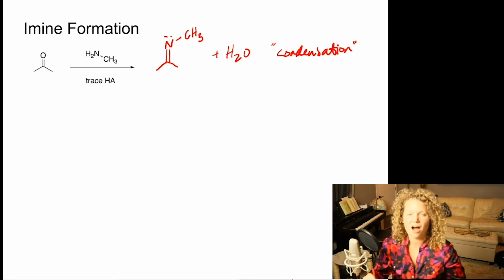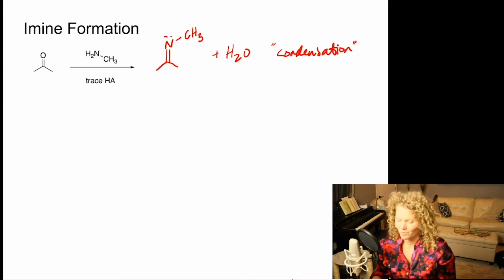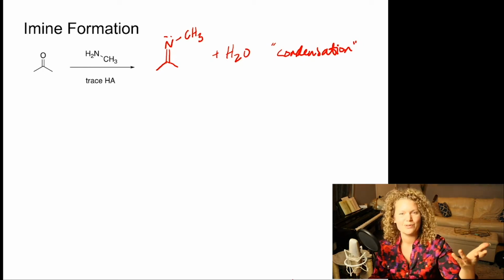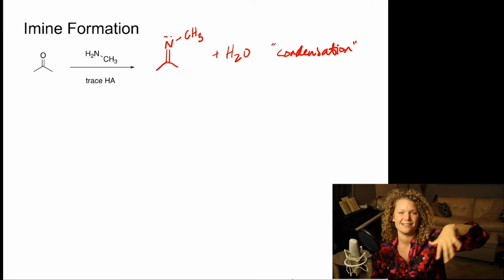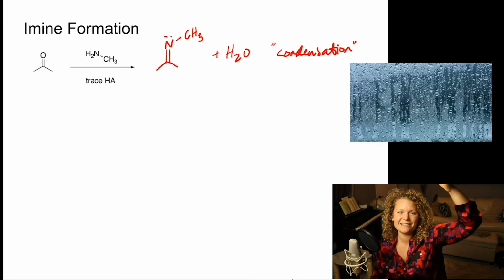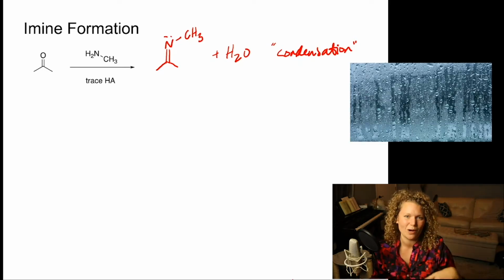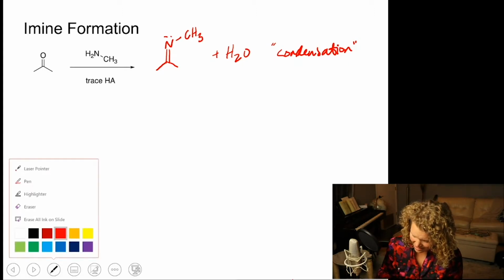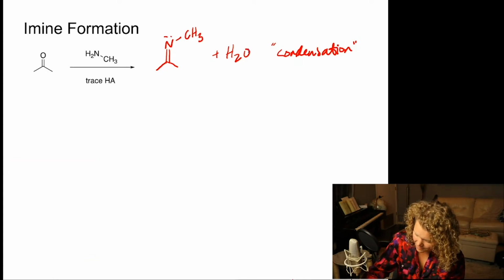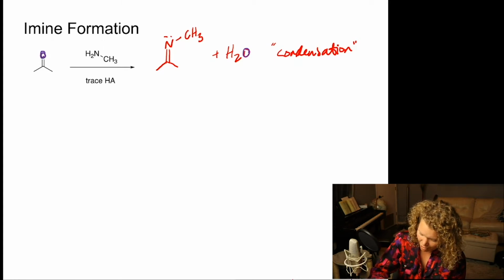This is essentially loss of water or a small molecule. And when they would run these reactions, they started calling them condensation reactions because they'd start to see water on the sides of the glass as they were heating this. And so they'd see this condensation in the glass, which is why they would call it a condensation reaction. The oxygen in our water is coming from the oxygen of our carbonyl.